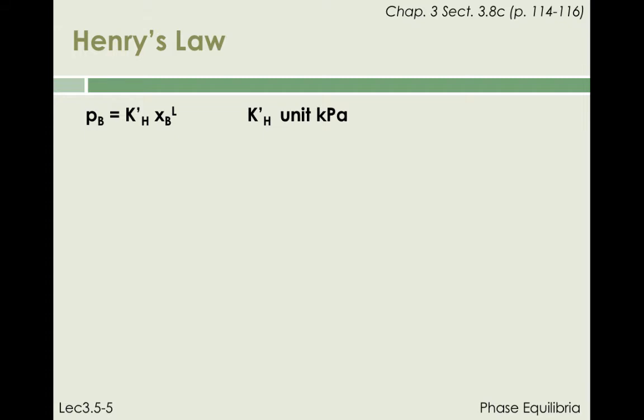Henry's law can actually be written in as many different ways as there are ways to specify the concentration of a solute in solution. So if we choose to use the molarity as a measure of the concentration of solute B in solution, then Henry's law can be written as molarity of B is equal to K sub H times the partial vapor pressure of B, where Henry's constant, K sub H, has units of moles per cubic meter per kilopascal.